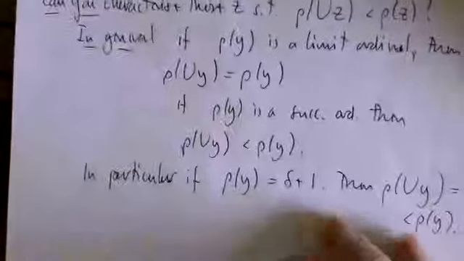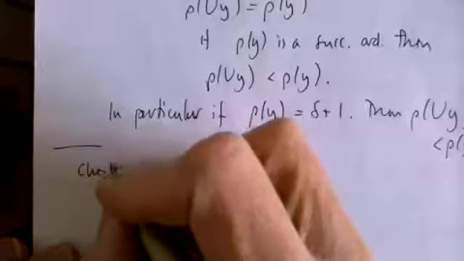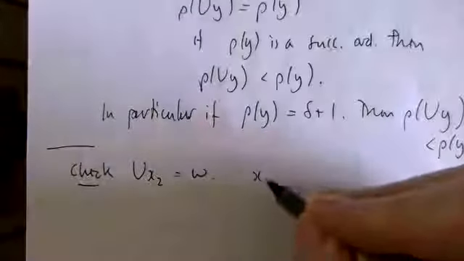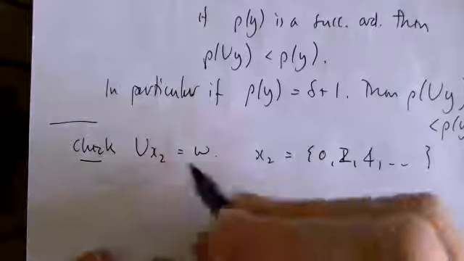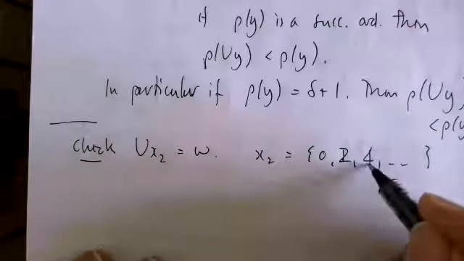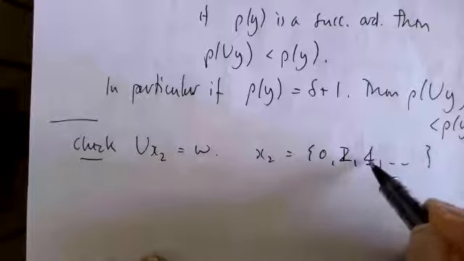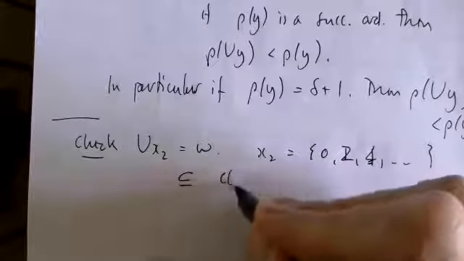Okay. Are there any questions? Somebody asks, why is the union of X2 omega here? Let's check. Big union of X2 is omega. So X2 was, no, sorry, evens here. Each natural number is the set of its predecessors. So any element of an element of an even is a natural number. So this is kind of clear.